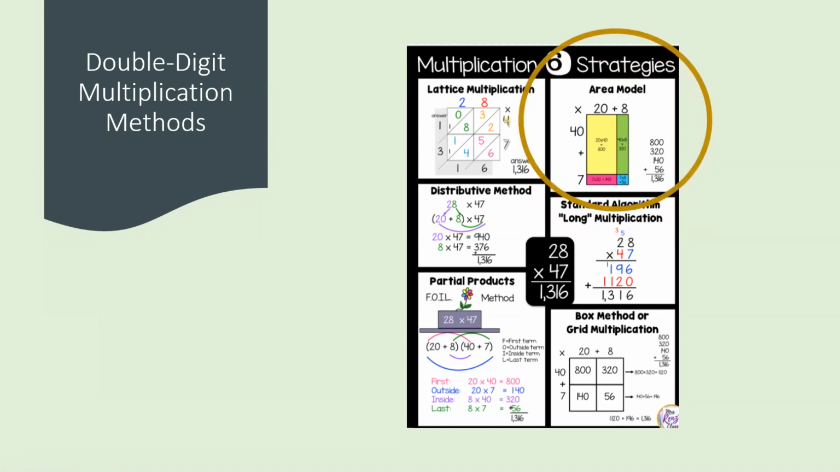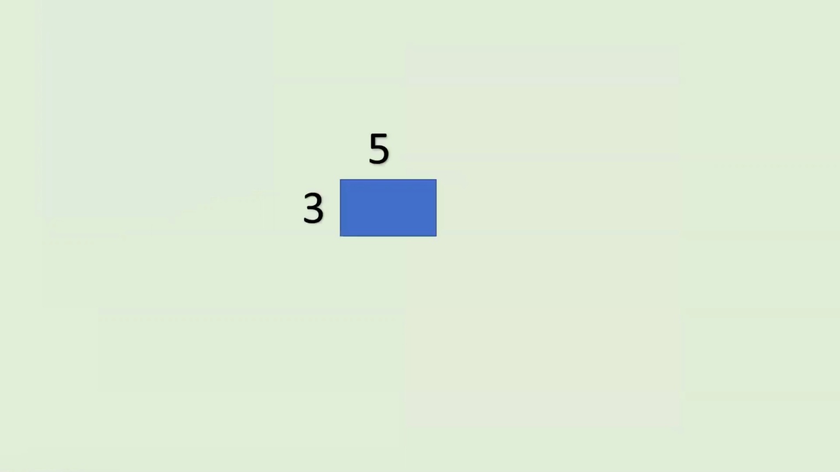So today we're working on the area model, it's called. Let me explain the area model real quick. Let's look at this blue rectangle. What is the area of the blue rectangle? Well, the area of the blue rectangle is 15. How do you know that? Because you have to multiply the 2 outer sides. 5 times 3 is 15. So the area is 15.